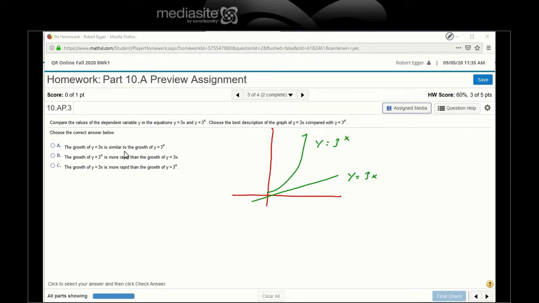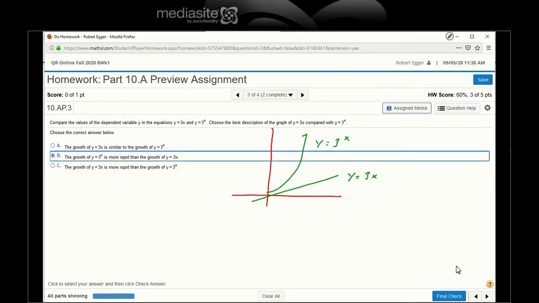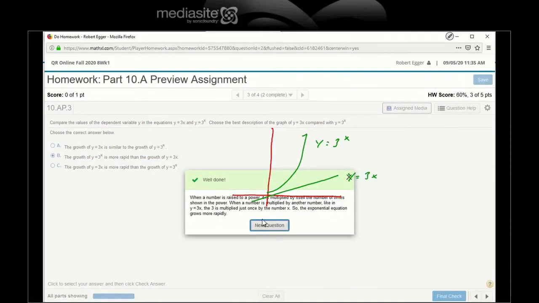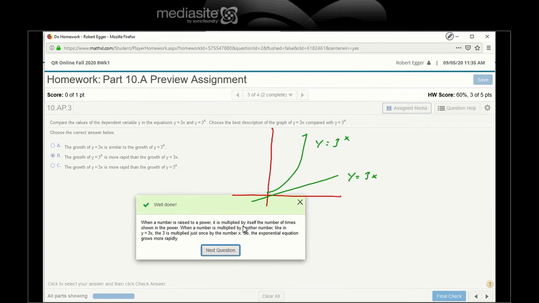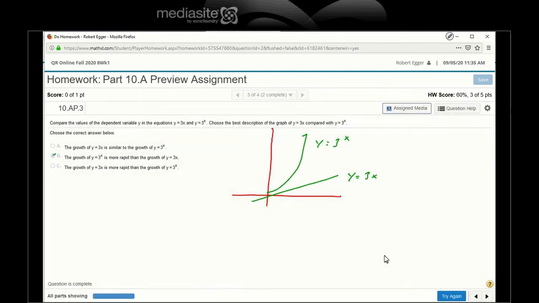So A, the growth is similar? Not on your life. 3x is more rapid than 3x, definitely. 3x is more rapid than y equals 3 to the x, definitely not. Has to be B. What number is raised to a power? Yeah. All right.